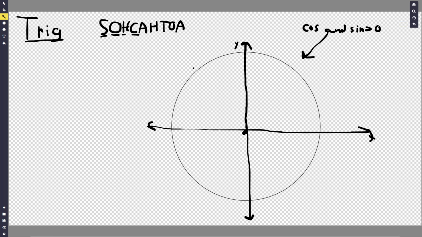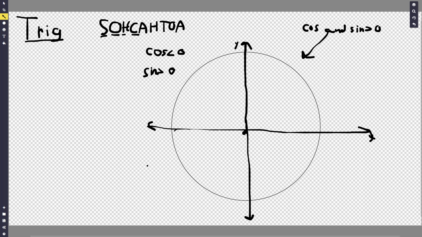Now in our second quadrant over here, we know that x is going to be negative and y is going to be positive. So cosine is going to be less than 0 because it's the x coordinate, and sine is going to be greater than 0. And we can go through here.